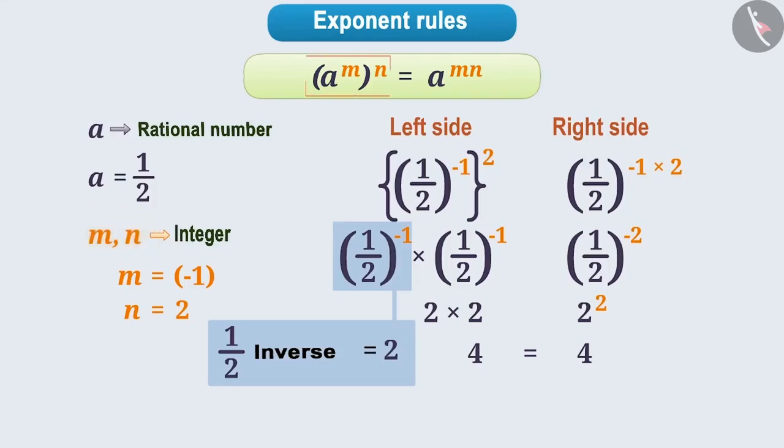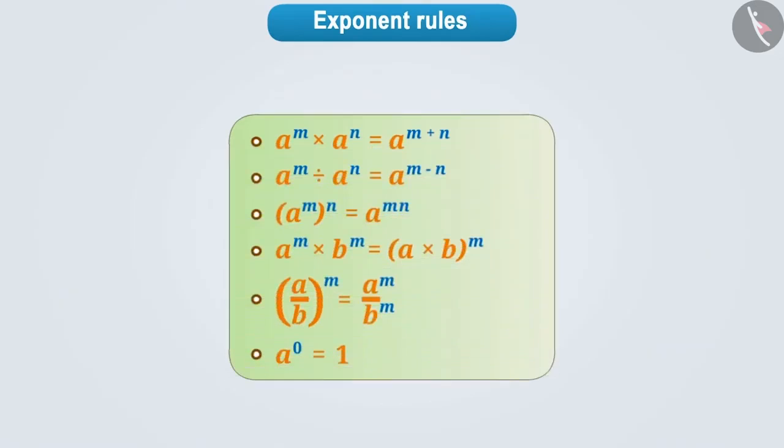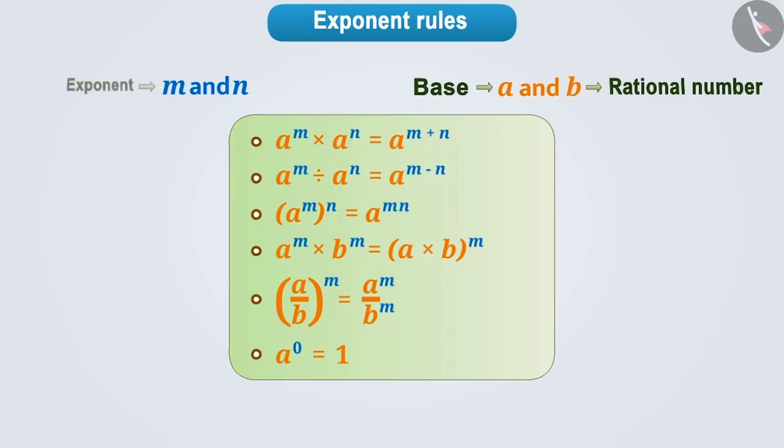Since both the sides are equal, it is verified that for rational number a and integer numbers m and n, (a^m)^n is equal to a^(mn). Similarly, you can check the remaining rules. On checking, you will find that all the rules are true even for numbers whose base is a rational number and power is an integer. By knowing all these rules, we can easily solve the examples related to exponents.